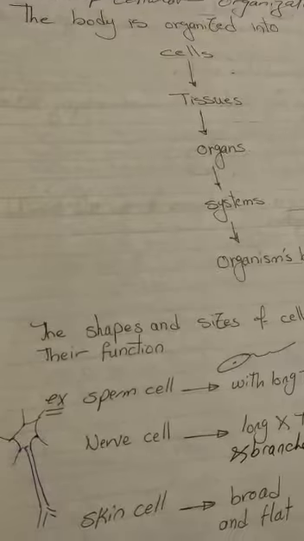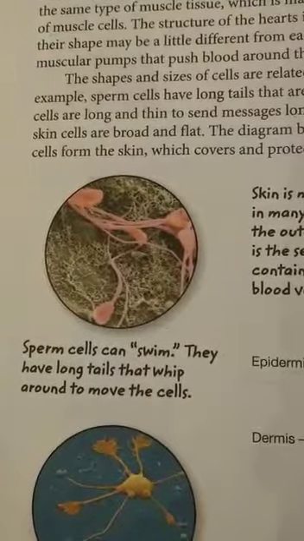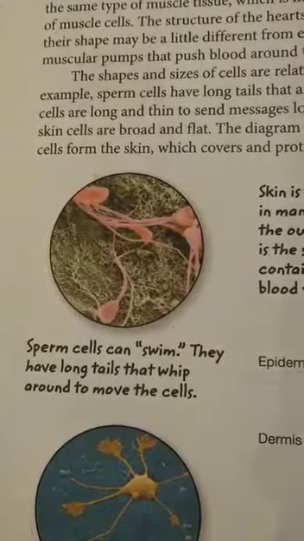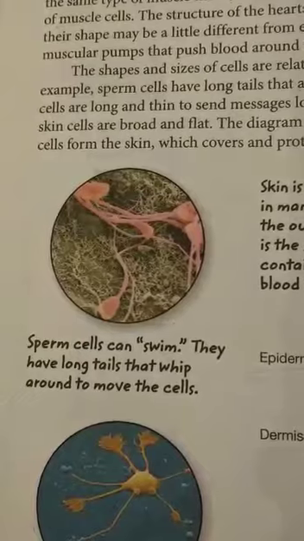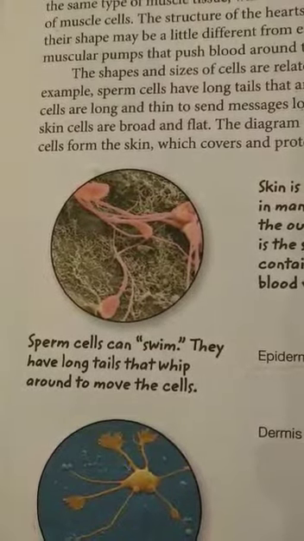Okay, such as the sperm cells. We said before that the sperm, that's the male sex cells, do their function by swimming to the female reproductive organs. So, in order to swim, they must have a tail. They have a tail so they can move around.